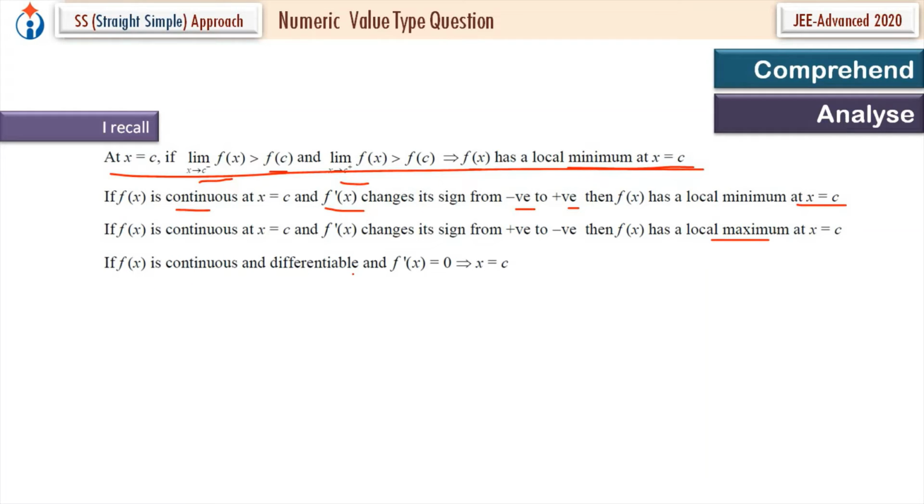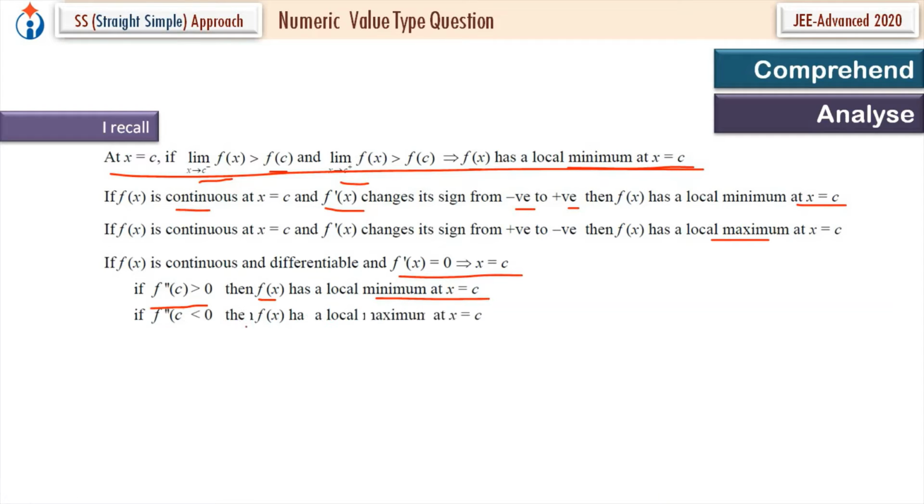The definition is this of local minimum and correspondingly local maximum. Now, if f(x) is continuous and differentiable and f dash x equal to 0 gives us x equal to c, we call this a critical point. There can be more than one critical point. And we have the second derivative test. If f double dash c is greater than 0, then f(x) has a local minimum at x equal to c, and if it is negative, then f(x) has a local maximum at x equal to c. So these are all basic results from NCERT.